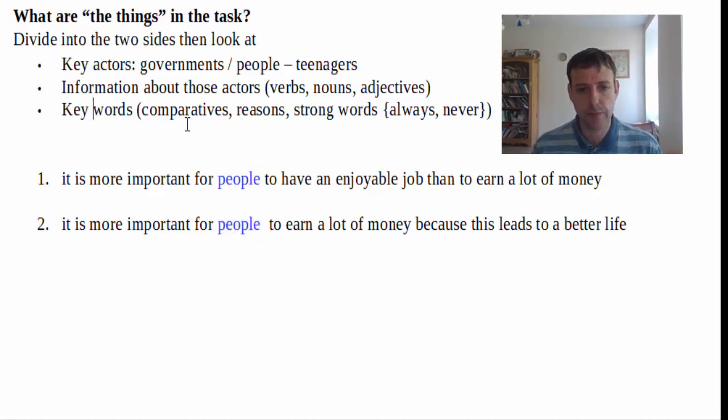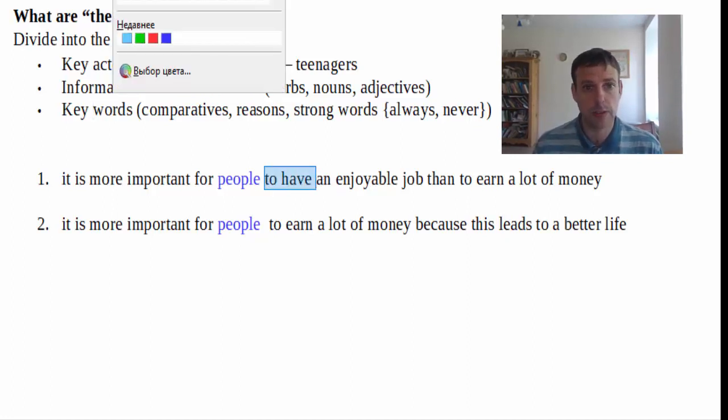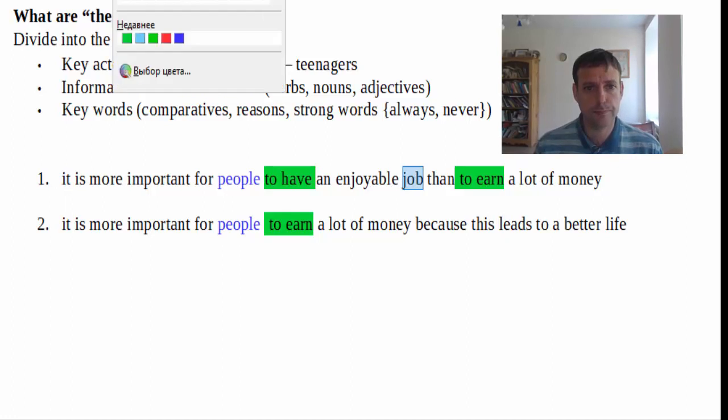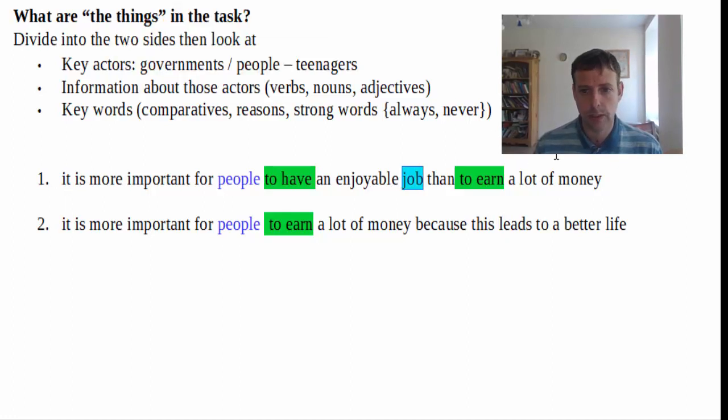Okay, the next thing is the information about those actors. So, basically it's what are they doing, these people. And we look for verbs there. So people have, that's the verb, and here people earn, that's the verb. And then what do they have? Oh, here's a second verb, to earn, so that's good, we've got a second one. And then what do they have? They have a job. So we chuck it there. And what do they have there? They have money. Okay, so people have an enjoyable job. People earn a lot of money.